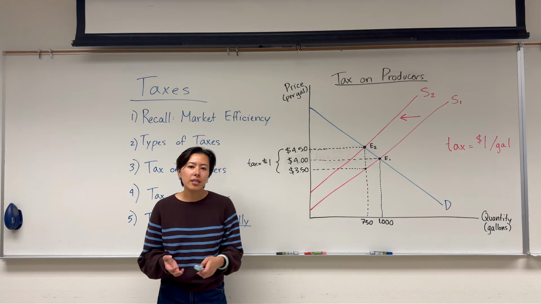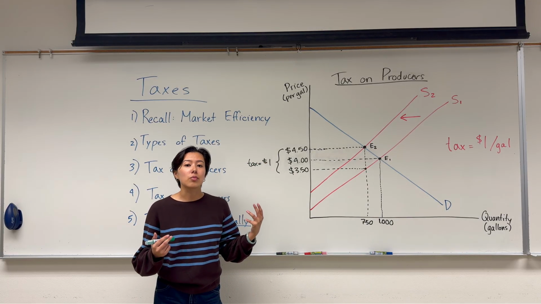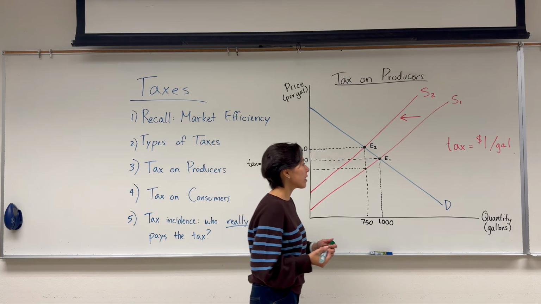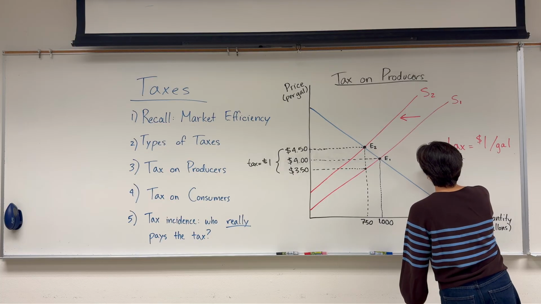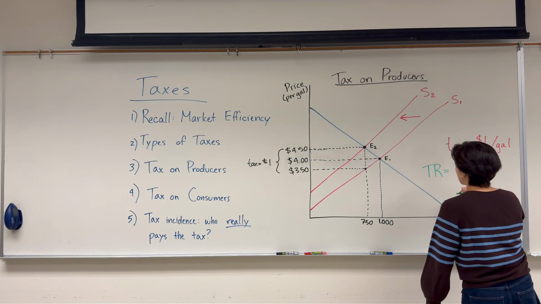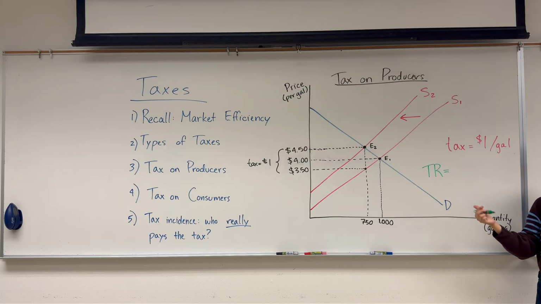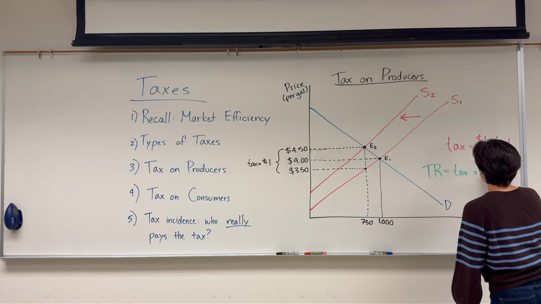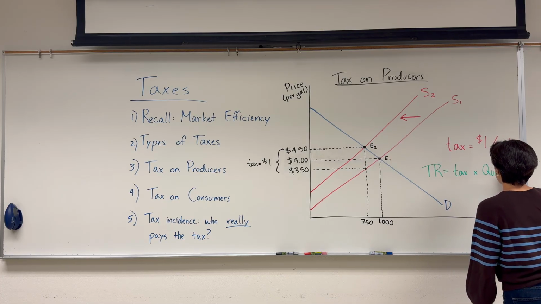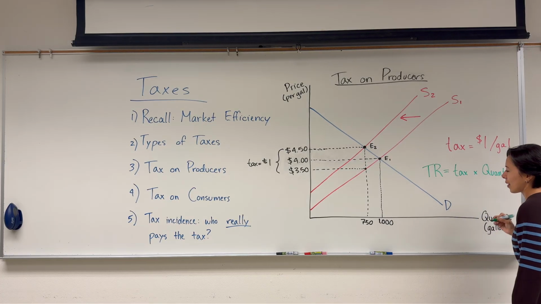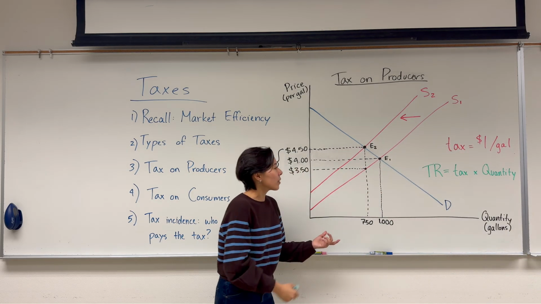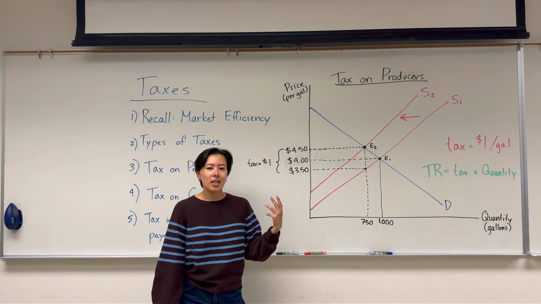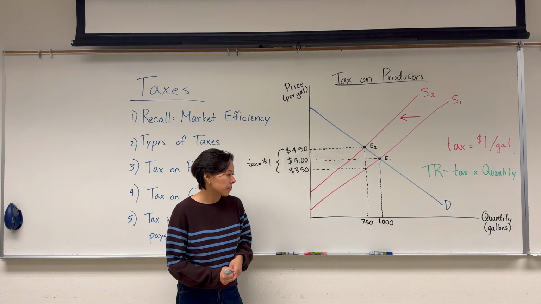As a result of this tax, our government is also generating tax revenue, right? That's one of their main goals when they implement this policy. And the way that we're going to calculate tax revenue for this excise tax, let TR be tax revenue, is we're just going to take the amount of the tax and multiply it by the quantity that's actually being sold. So when we have this tax per unit, we can easily calculate tax revenue by just seeing how many units were sold and multiplying that by the amount of the tax.